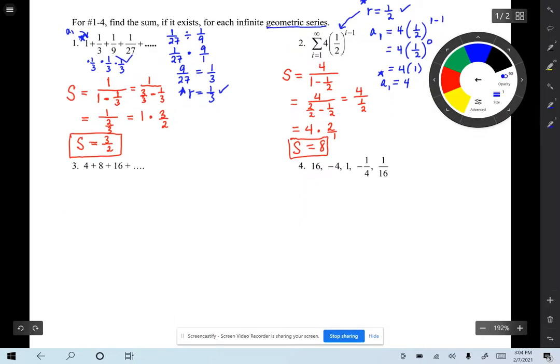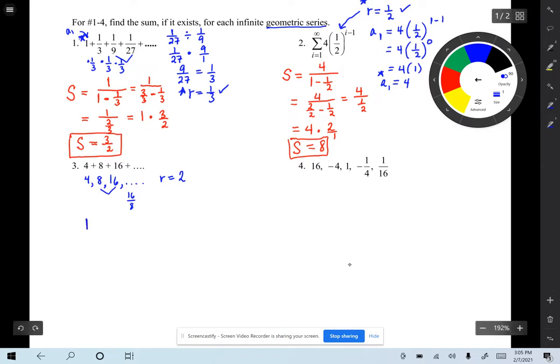Okay, the next one. So this is a series, and we know it's a series because there's a plus between each number. If I asked you to write it as a sequence, this is what you would write. You can write it as a sequence just to figure out what R is. Not a big deal. So R, remember, is 16 divided by 8. So R is 2.